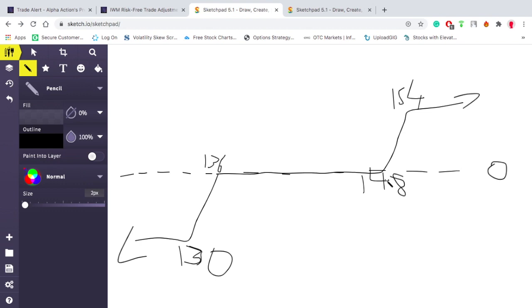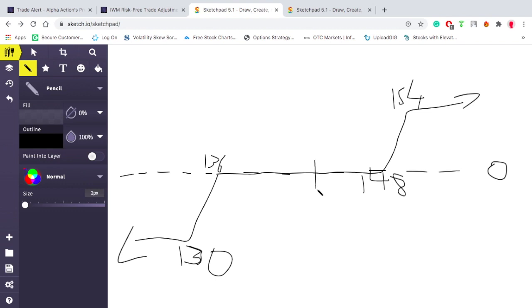This trade is nice though because you give yourself a margin between 136 and 148. You don't make or lose anything, so you give yourself a bit of a range right there. Whereas if you just bought the stock, every time it ticked down, you would lose a penny every tick that it came down.